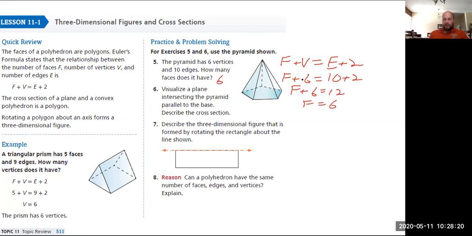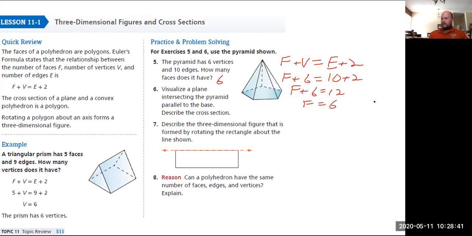Now again, looking at the figure, we can verify that. We had a pentagon as the base. So we had 5 triangles coming up from the pentagon to meet at a common vertex. So the 5 triangles plus the 1 base that was the pentagon would give us a total of 6. So again, this formula works every single time.